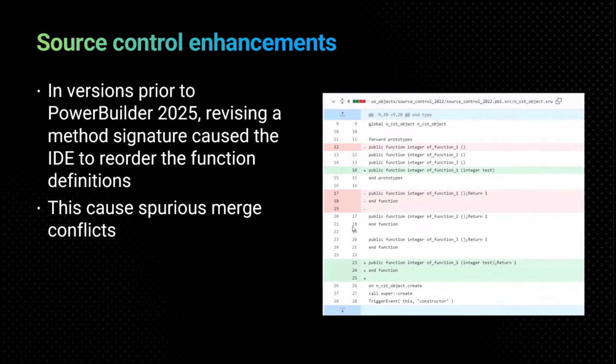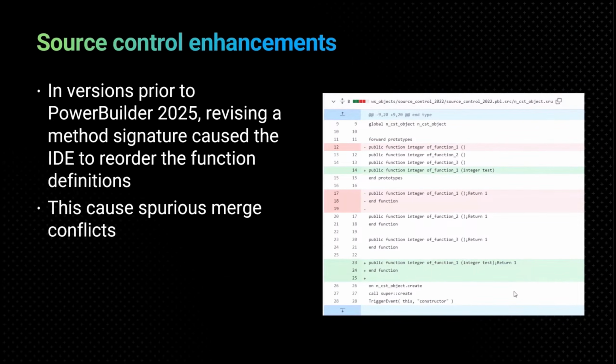So I had functions 1, 2, 3. This is a diff for the change. I just added an argument to function 1. This is what PowerBuilder does up through PowerBuilder 2022. It removed that function from there, put it at the bottom with the argument. Also, this is in the prototypes. And then down here in the actual code, it's removed it from here, put it down at the bottom, and there it is with the new argument. It's a minor change, and it results in huge changes in the source code.